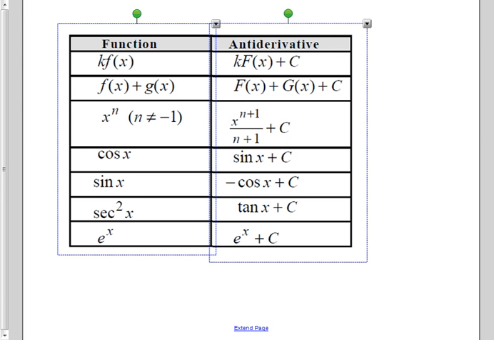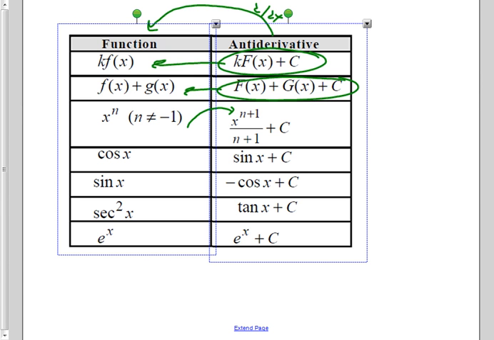So here are some key rules that you want to start committing to memory. And really, we know that, to take everything on the right-hand side and take the derivative. So if I took the derivative of this, I'm going to get that. And if I took the derivative of this, I get that. Well, similarly, if we take the antiderivative of the left-hand side, I get the right-hand side.